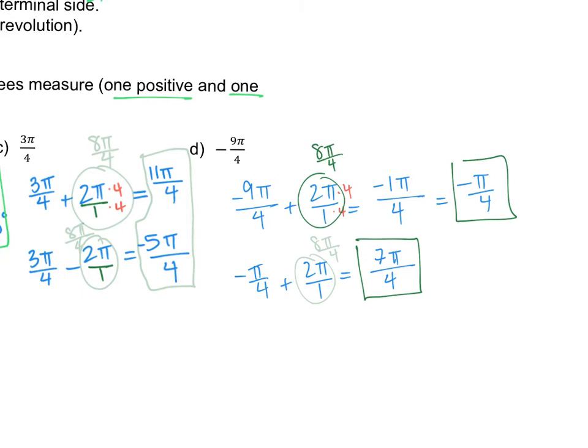So this is it. That's how we find coterminal angles: we either keep adding 2 pi or 360, or we keep subtracting 2 pi or 360 until we have a negative angle and a positive angle.